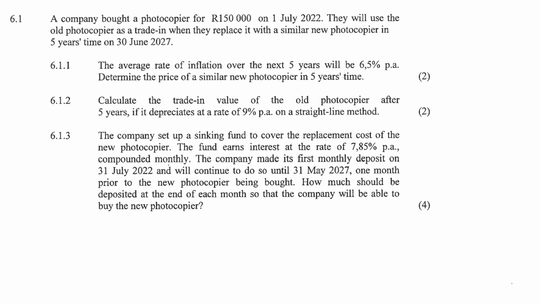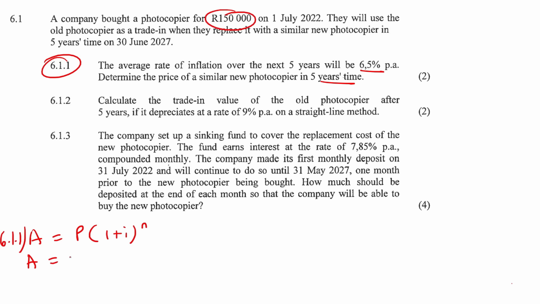So now what's important is, okay, let's start here. The average rate of inflation over the next 5 years will be 6.5%. Determine the price of a new one. Okay, so now this is a grade 11 type of question. So 6.1.1. You're just going to use this formula for inflation, okay? And so you just want to know, what is this going to become in 5 years? It's not compounded monthly. Nope. Inflation and depreciation is always going to be using per annum, not per month.